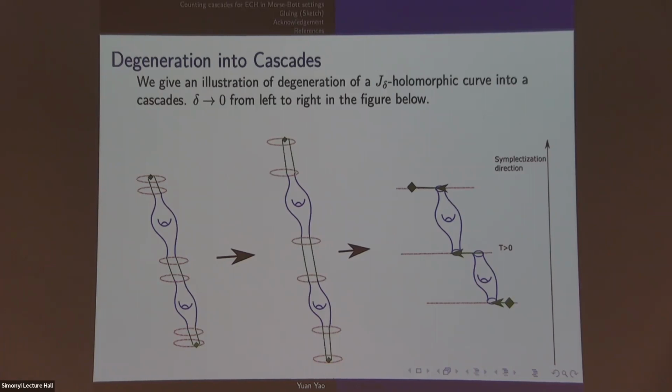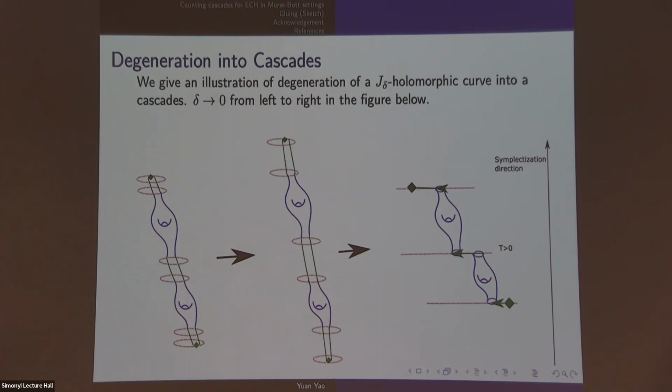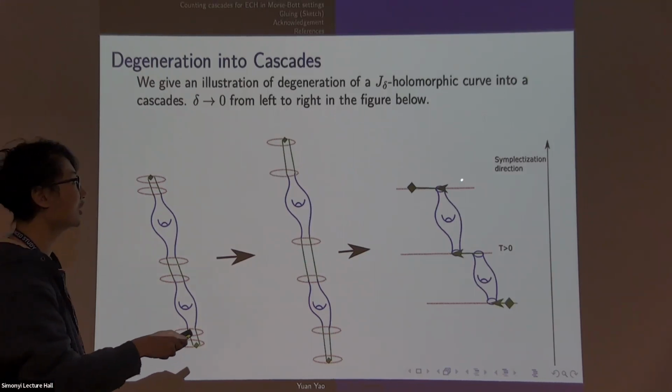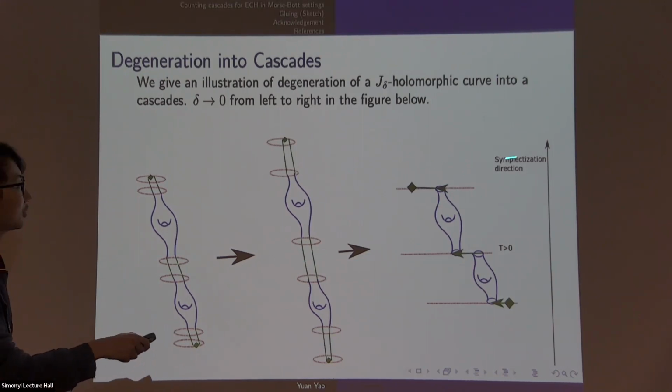And as delta is going to 0, the gradient flow becomes very slow. And so the curve has to follow for a very long time. So these necks become very long to travel the same distance. And in the limit, as delta goes to 0, these necks become infinitely long. You can no longer keep track of them as holomorphic curves, so you keep track of them formally as a gradient trajectory. And then these blue segments will also converge to holomorphic curves. And that's how a cascade arises from this degeneration.